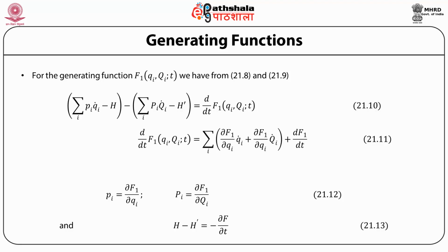The time derivative of the new function can be expressed in terms of the partial derivatives of this function with respect to the old and new coordinates and with respect to time by using the chain rule, as shown in equation 2111. Now, when we equate the coefficients of qi dot and capital Qi dot, we then obtain pi is equal to the partial derivative of F1 with respect to qi, and capital Pi is minus the partial derivative of F1 with respect to the new coordinate capital Qi, and therefore the difference between H and H prime is equal to minus dF by dt.